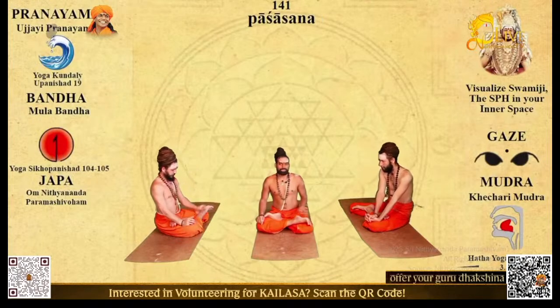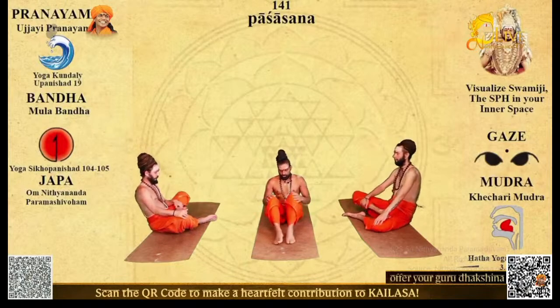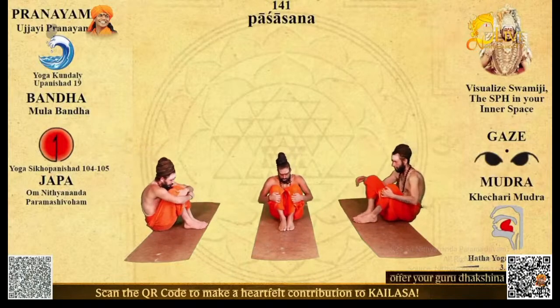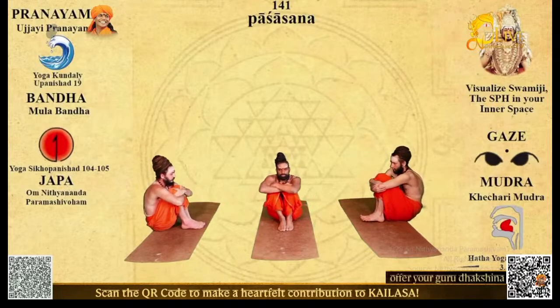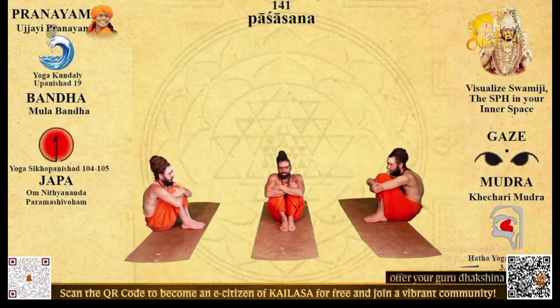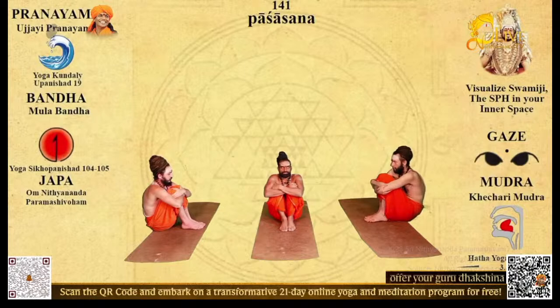Release all the bandhas. Now the next asana is Parshvasana. As you sit with feet on the ground, heels, knees to the chest, now hold the opposite knees, gaze to the third eye, tongue in Kechari Mudra. Visualize Swamiji in your space, and the pranayama is Ujjayi Pranayama.